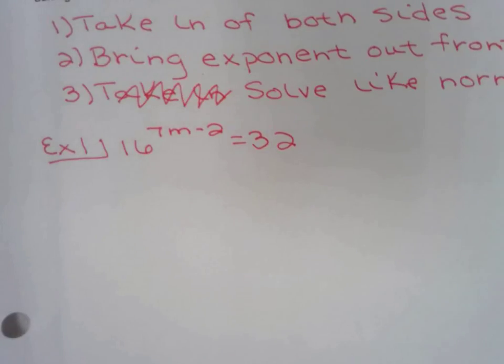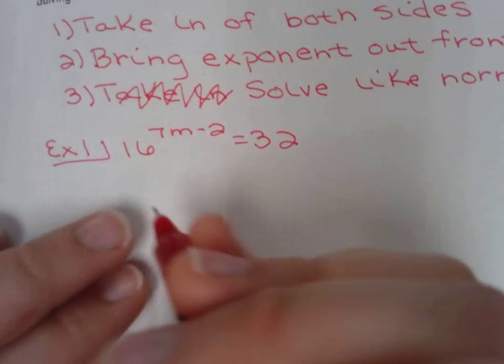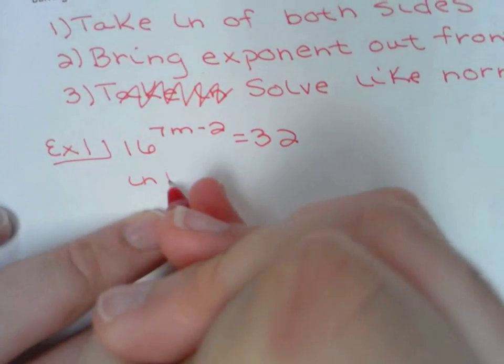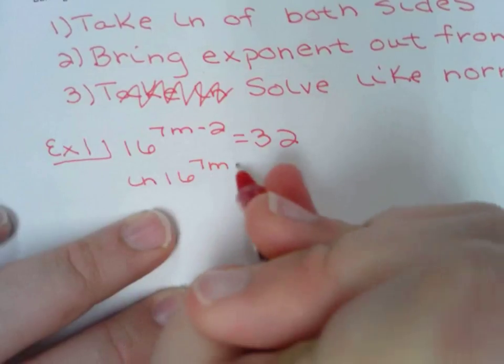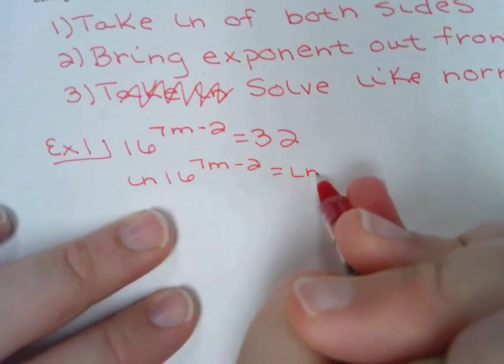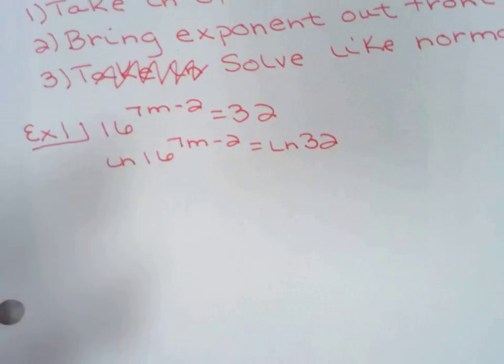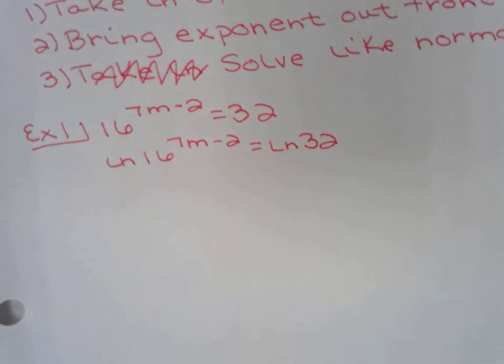Okay, so as we look at this, this is an exponential equation because your variable is in the exponent spot. So my variable is up here in the exponent. So what I need to do first is take the ln of both sides. So I have ln of 16 to the 7m minus 2 equals the ln of 32. Now the reason we want to take the ln of both sides is that will allow me to move the exponent out front, which will get the variable out of the exponent then.